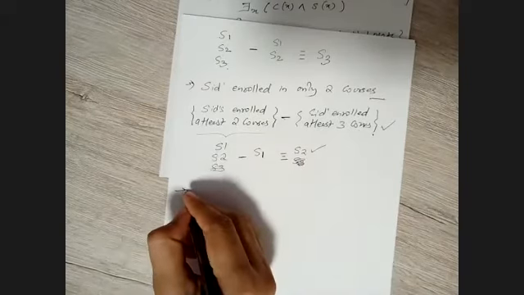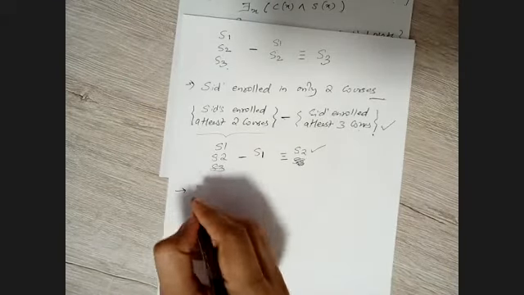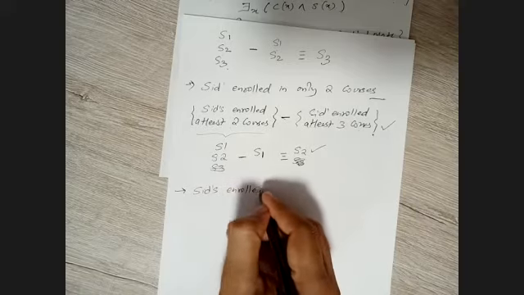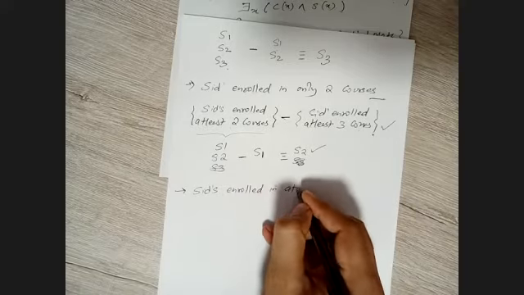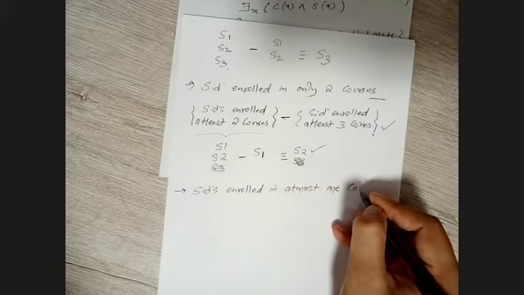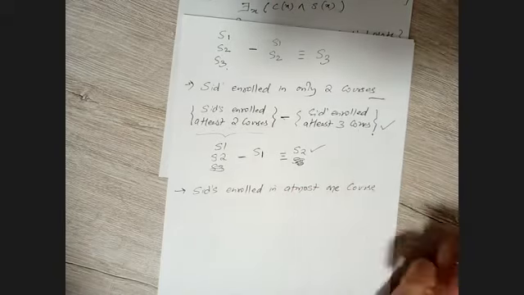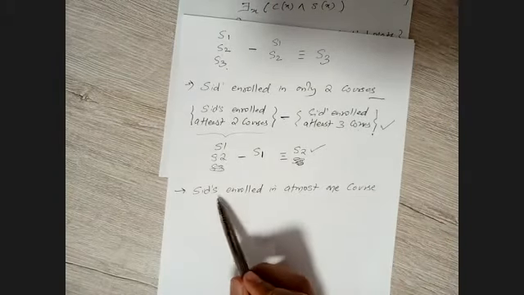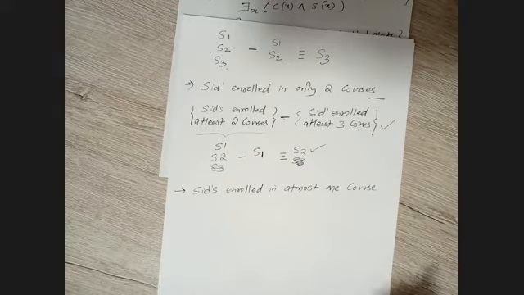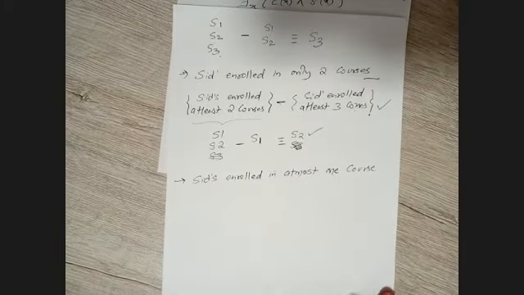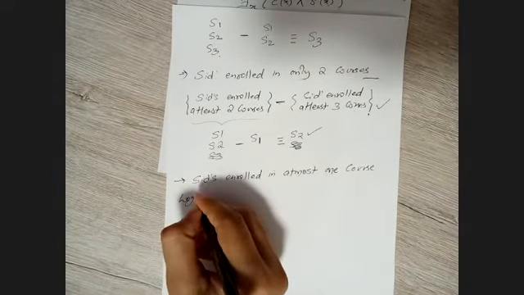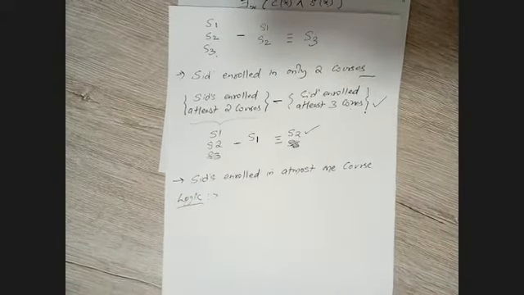Which is what? At most, right? SID is enrolled in at most one course. And probably you can extend to at most two or three courses as well. So we need to retrieve SIDs enrolled in at most one course. Before starting this one, let's try to understand the logic first, the predicate logic. What should be the logic here?